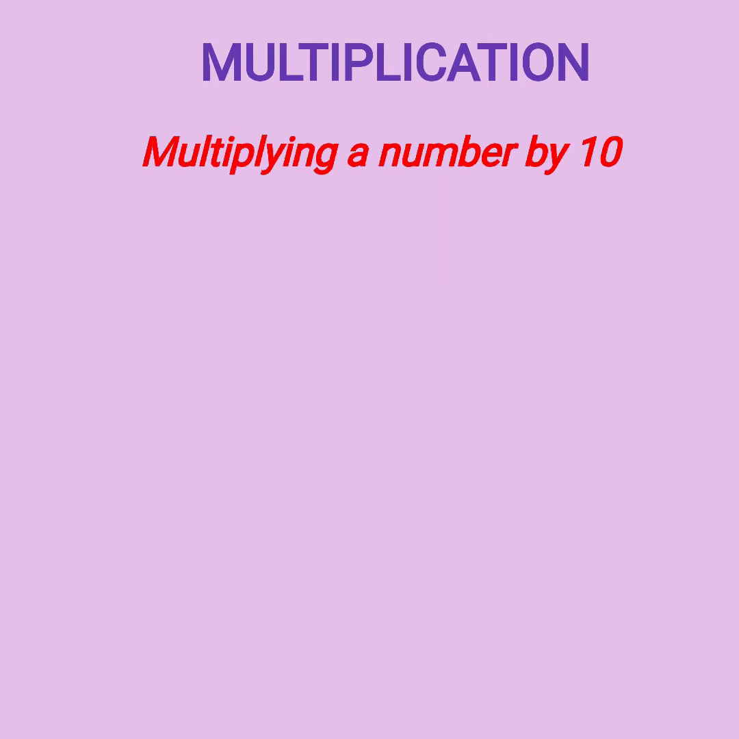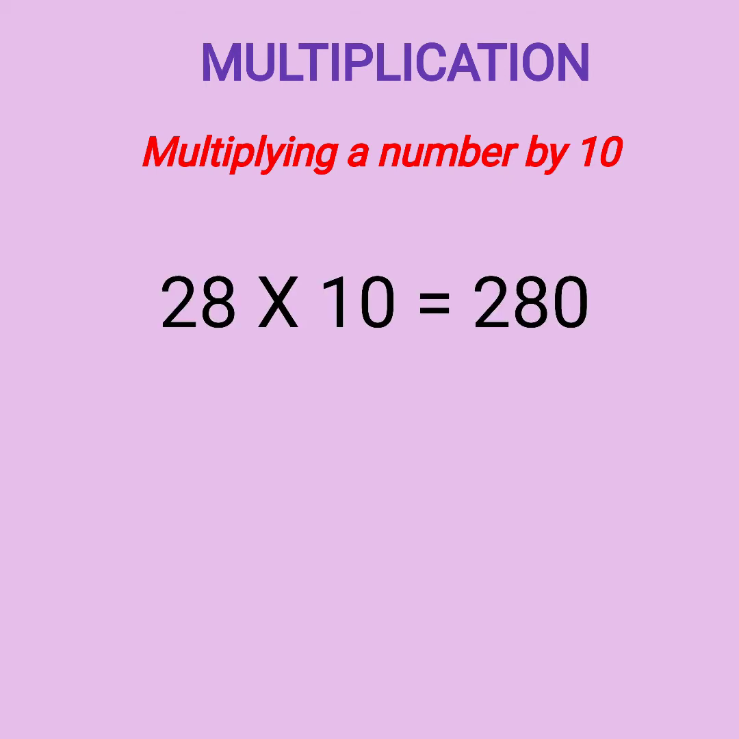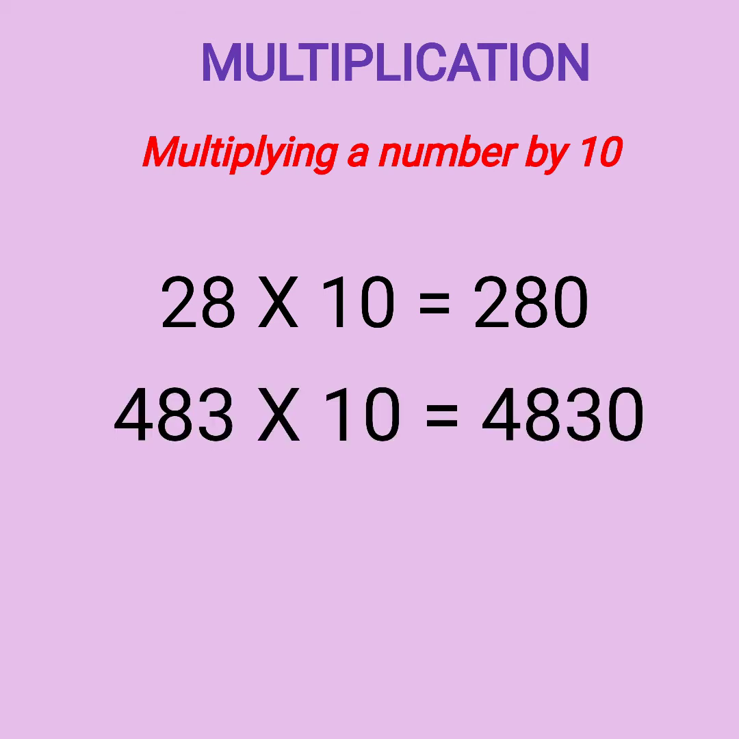Now let's see what happens when a number is multiplied by 10. Here 28 multiplied by 10 gives the answer 280 and 483 multiplied by 10 gives the answer 4830. Clearly you can see 1 zero is added to the right side of the number which is to be multiplied by 10.